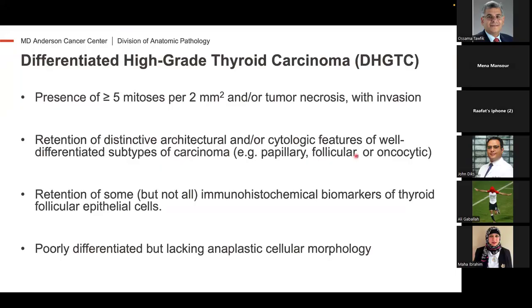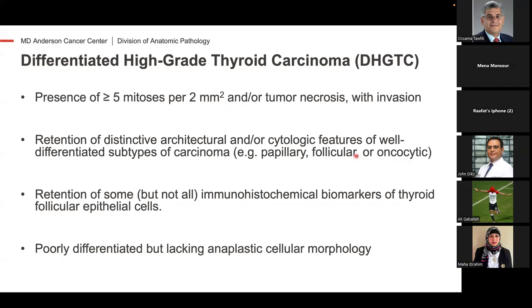So here, this is the classification: differentiated high-grade thyroid carcinomas. There's presence of greater than or equal to 5 mitoses per 2 millimeters squared or 10 high power fields, or tumor necrosis. They will still have, so I said in the poorly differentiated thyroid carcinomas, you will lose PTC features or follicular thyroid carcinoma features.